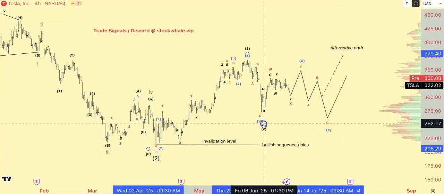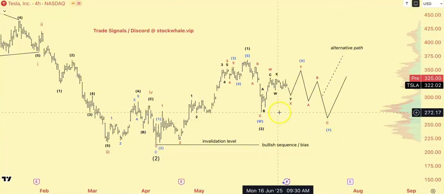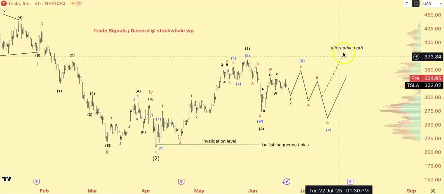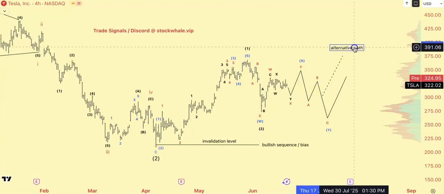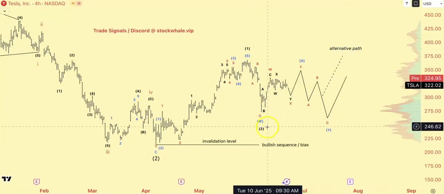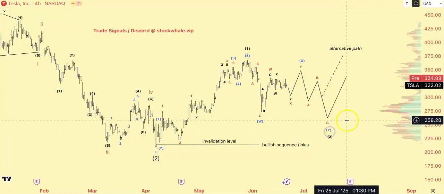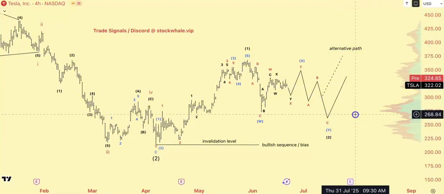Now, surprise, wave 2 can be in. This could be the low. I do see 3 waves in. So if that happens, we'll take the alternate path towards those highs. Okay, but for now, we'll call the more bearish path just because of a few things.